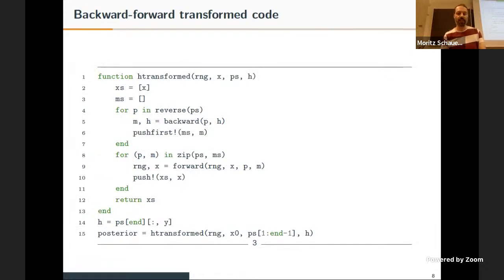I had the generator, and now I'm looking at how the function looks if I apply the machinery. I'm getting as arguments the sequence of transition kernels, the initial starting point, and an h which corresponds to the information I want to condition on. So for example, in this example, I'm just conditioning on the final value. And now I'm moving backwards in time, so reversed along the sequence of transition matrices, applying my backwards operator, saving the messages in the list. And when I've done that, then I'm moving forward. And now I'm moving in parallel along the sequence of P's and the sequence of messages, applying my forward scheme.